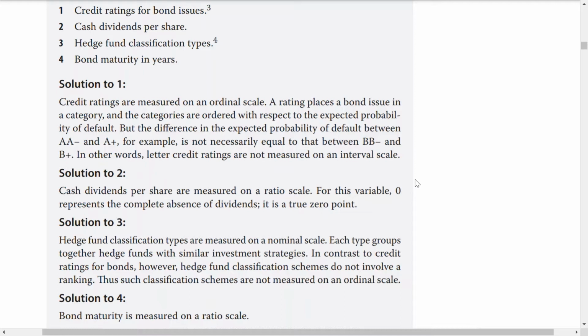Number 3 is the hedge fund classification type. Hedge fund classification types are measured on a nominal scale. Each type groups together hedge funds with similar investment strategies. In contrast to credit ratings for bonds, however, hedge fund classification schemes do not involve a ranking. Thus, such classification schemes are not measured on an ordinal scale.